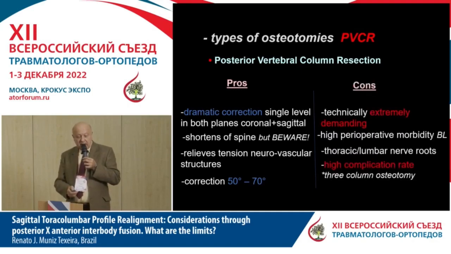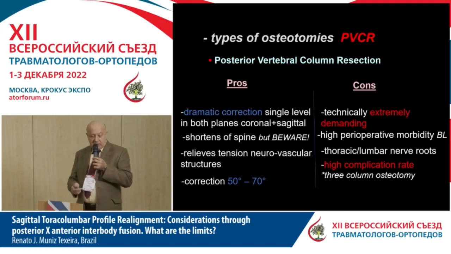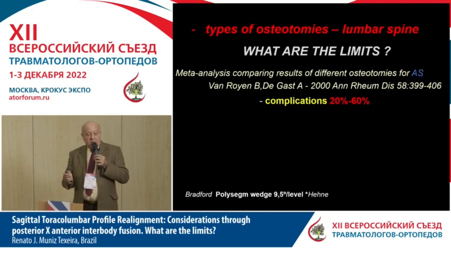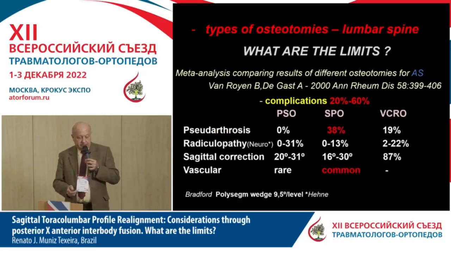Cons: technically extremely demanding, high perioperative morbidity, thoracolumbar nerve roots, high complication rate in three column osteotomies. And what are the limits? You see, we have a high rate of complications, between 20 to 60%, in almost all kinds of osteotomies.